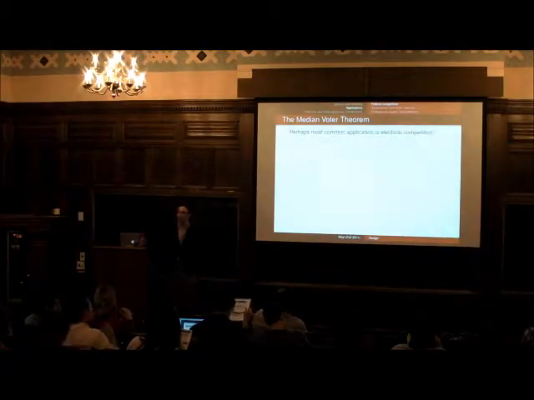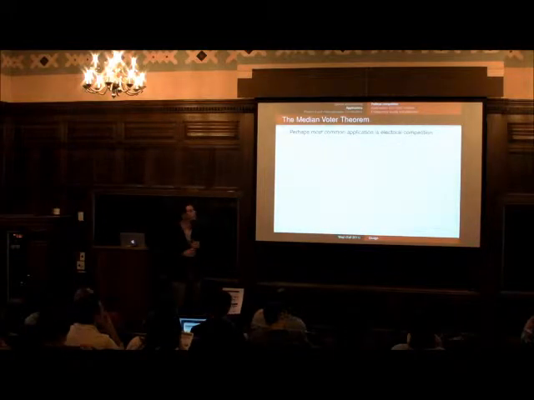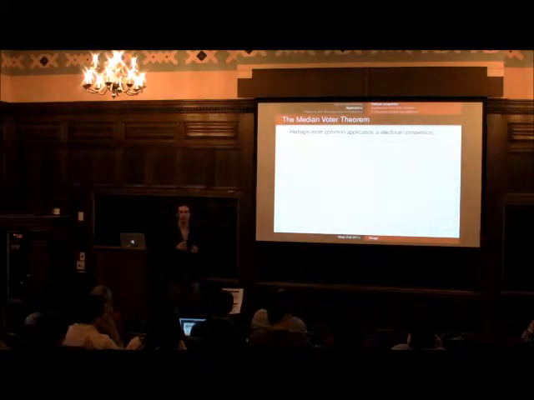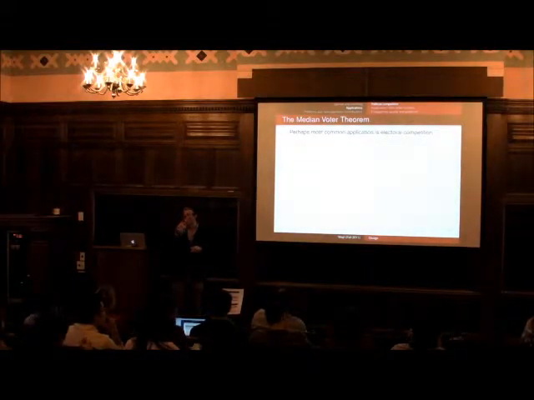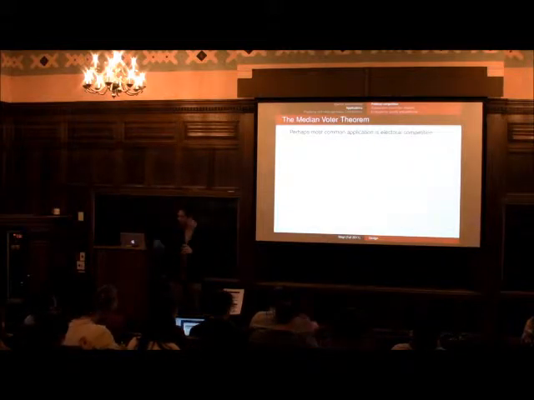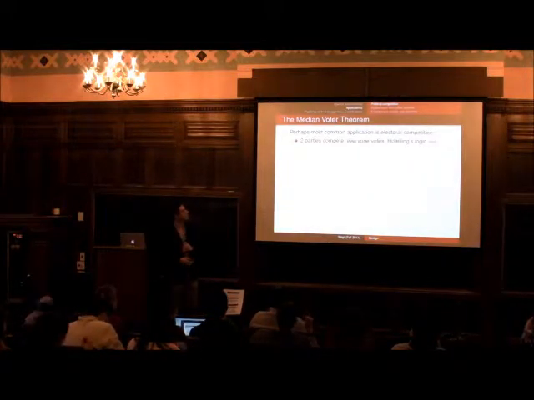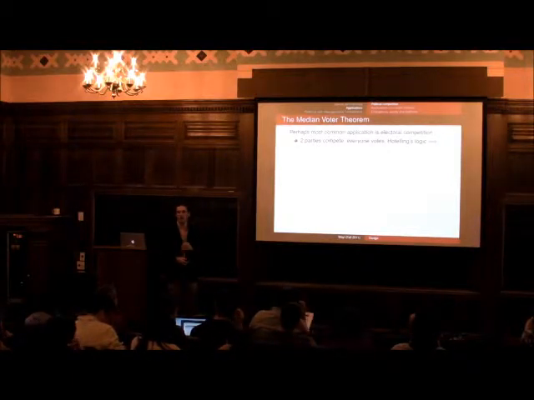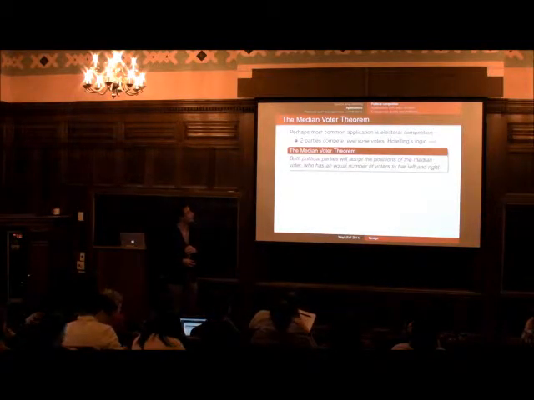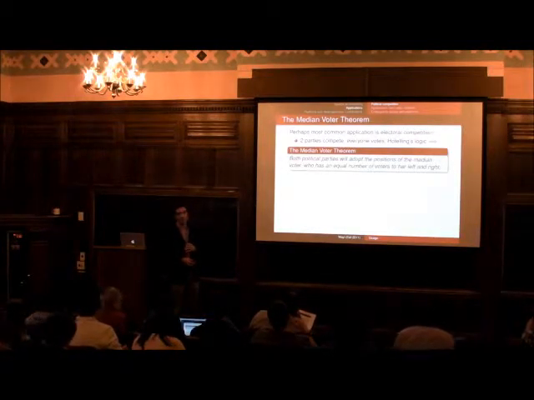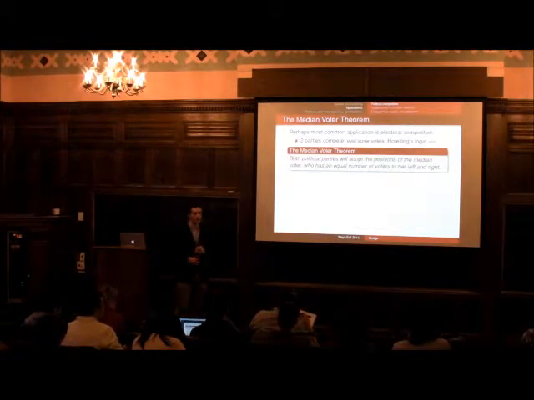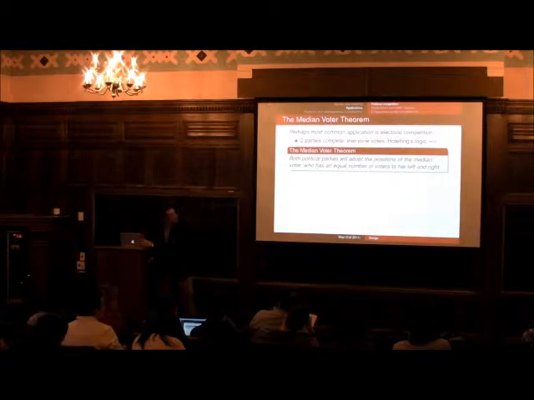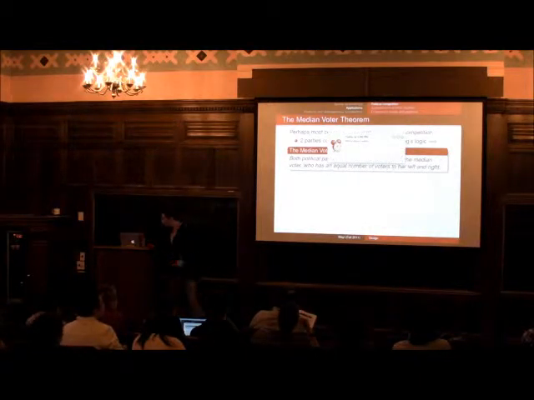Probably the most common application of Hotelling's law is to the competition between political parties. Imagine there's two political parties that are competing for everyone's vote. Then, by exactly the same logic as Hotelling's, both political parties will adopt the position of the median voter. And the median voter is the one who has an equal number of people to their left and to their right.